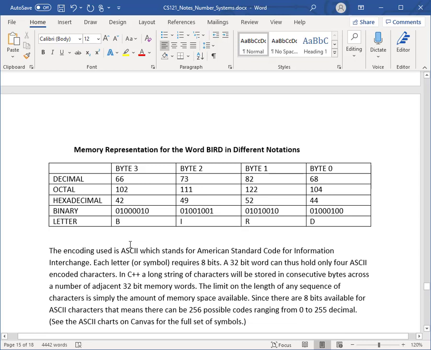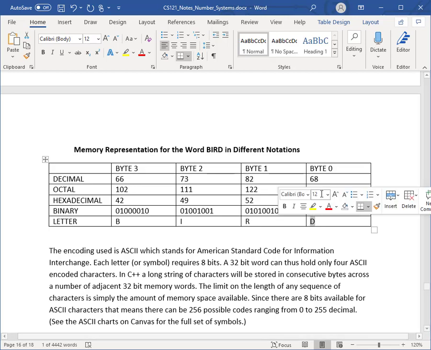Let's look at just one here. We're looking to store the word bird in uppercase, B-I-R-D. There's a number associated with each letter, with each number, with all punctuation and special symbols on the keyboard. Letter B has a decimal code of 66, and that is also shown here in octal, in hex, and in binary. The uppercase letter I has a decimal code of 73. And R has its code of 82, D has its code of 68.